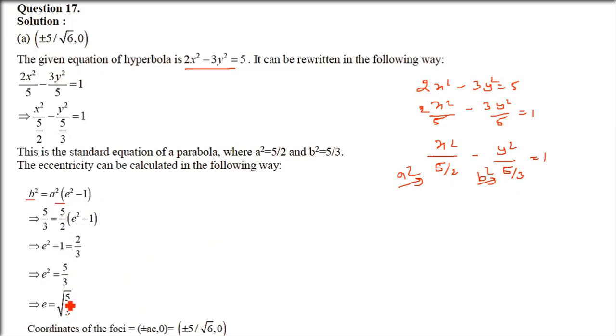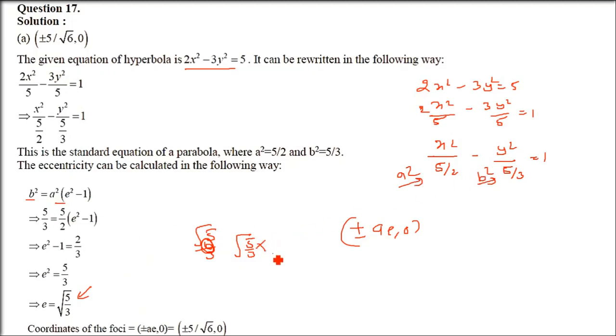From here you will get e. e will be root 5 by 3. So now e is known, a is known. Now you know that the focus will be plus minus ae, 0, and e is root 5 by 3. And a of course we have root 5 by 2, because a square is 5 by 2, so a will be root 5 by 2.